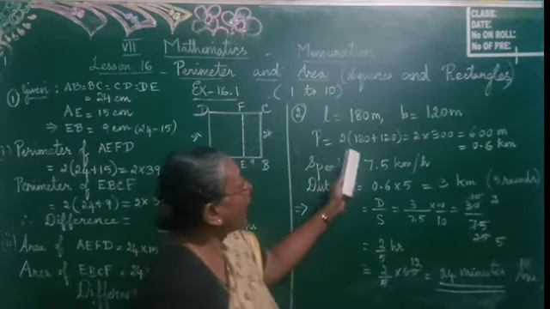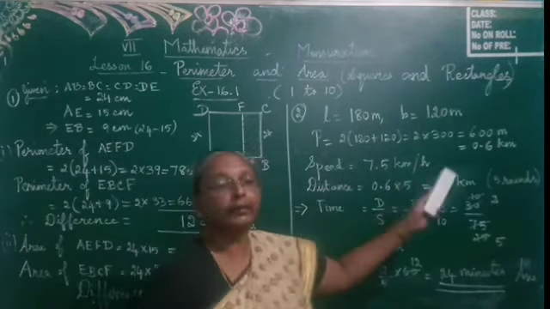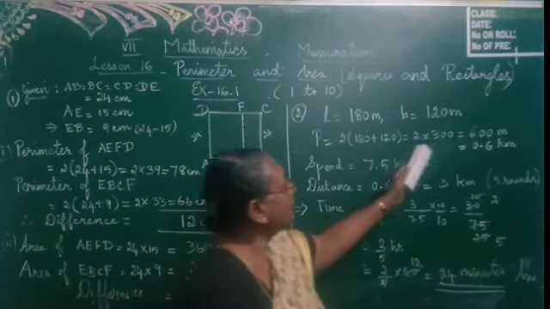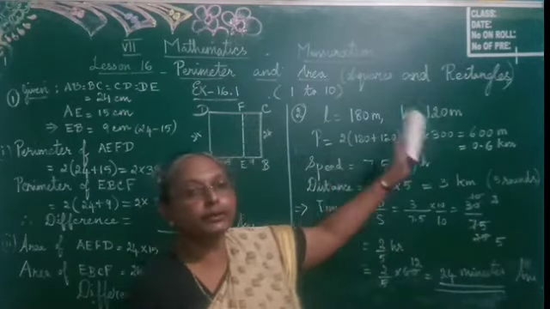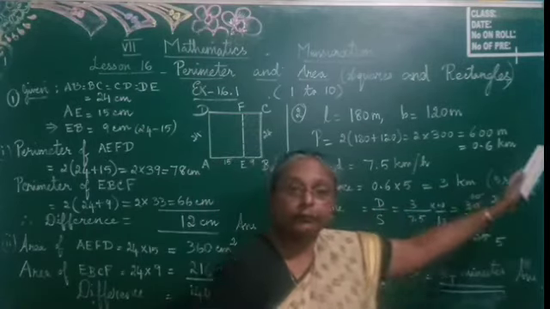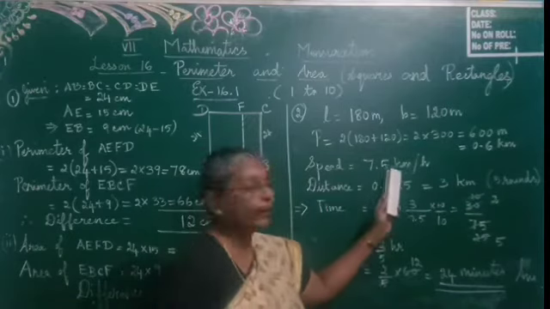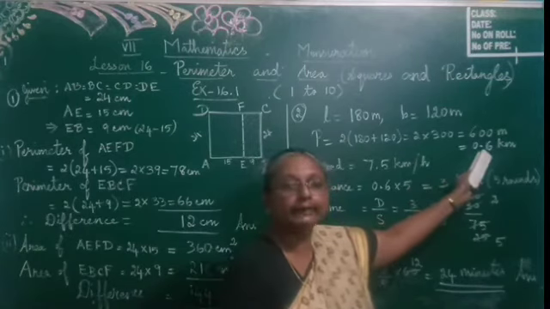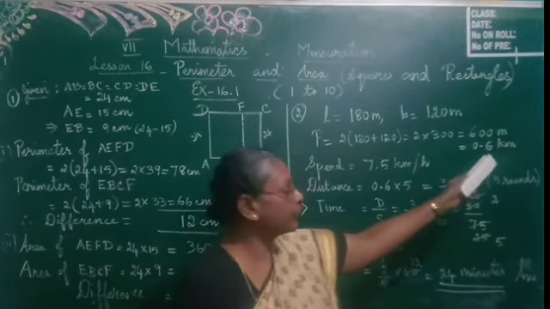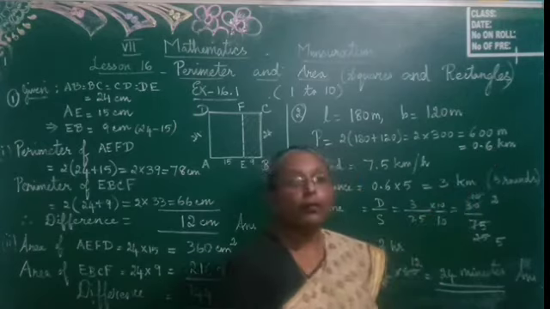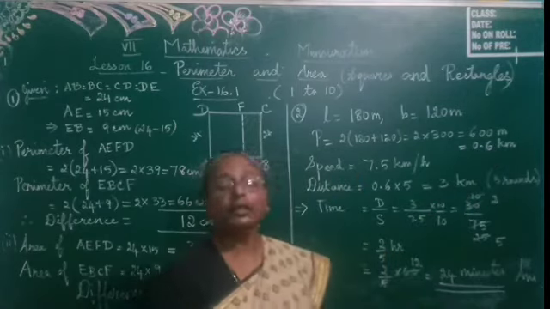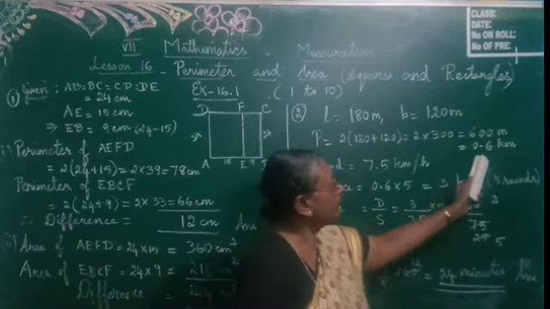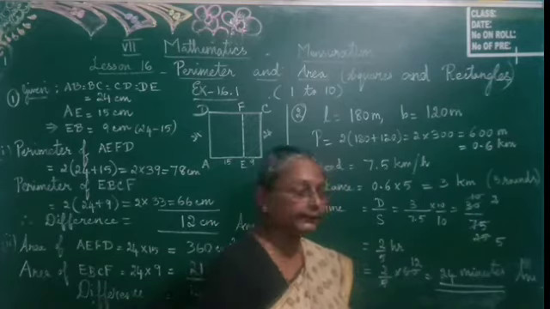So the perimeter of the park will be 2 into (L plus B), where length is 180 meters, breadth is 120 meters. So when we add these two, we get 300. So 2 into 300 will be 600 meters. Since the speed is given as 7.5 kilometers per hour, I have converted the perimeter into kilometers. That means we have to divide by 1000. 1 kilometer is 1000 meters, we know, therefore dividing by 1000 gives 0.6 kilometers.